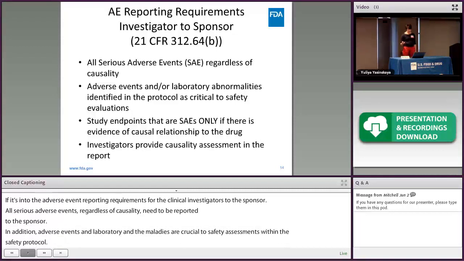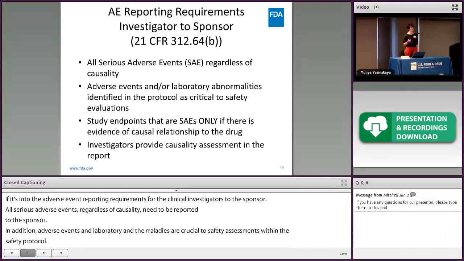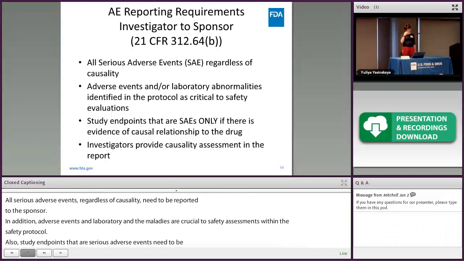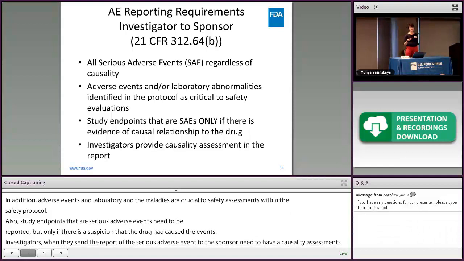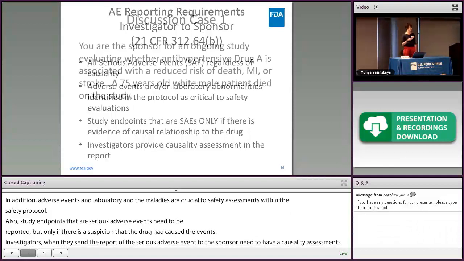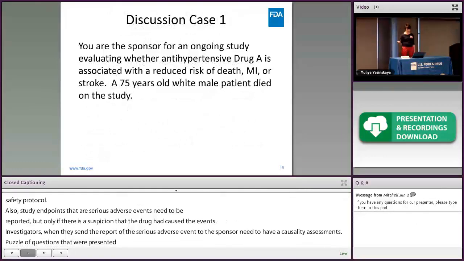Investigators, when they send the report of a serious adverse event to the sponsor, need to provide the causality assessment. So to go through the list of questions that I had presented on the previous slide, for the sponsor to understand what could be a potential relationship between the drug and the serious adverse event being reported. So let's illustrate it by case number 1.